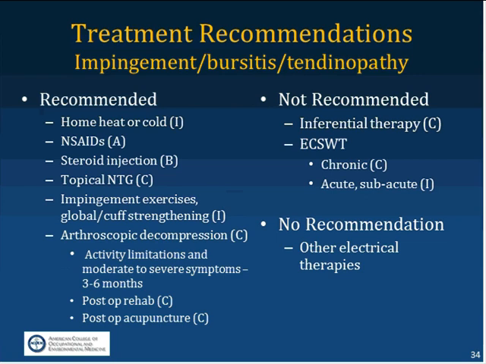Topical nitroglycerin, somebody's tried, apparently works, but the evidence is not the strongest. The impingement exercises, which include global rotator cuff strengthening, have a consensus recommendation. And arthroscopic decompression is indicated. This is basically a clean out. If there are activity limitations and moderate to severe symptoms for 3 to 6 months. So you can see that there's a conservative interval first.